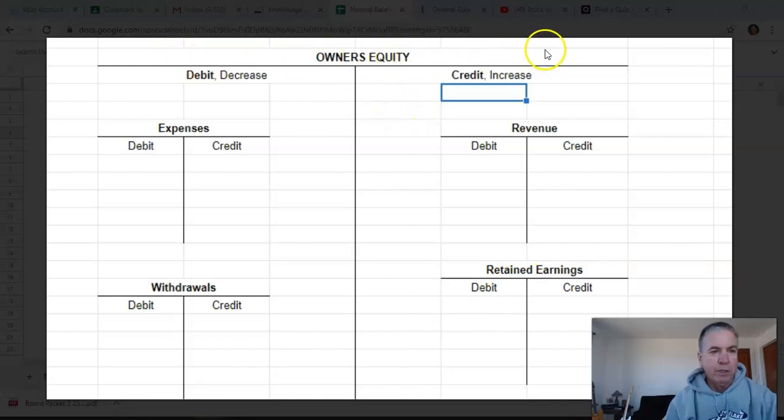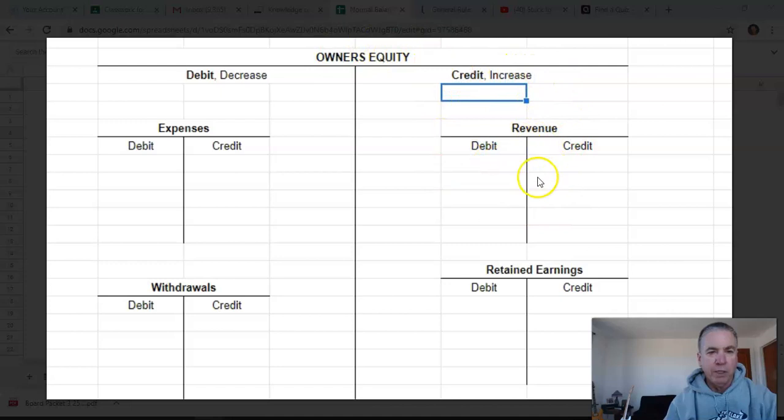So we have this large T for owner's equity, and then I put these smaller T accounts in based on the normal balance for that account. For example, the normal balance for revenue is a credit. So I've put it on the right side of this owner's equity account.